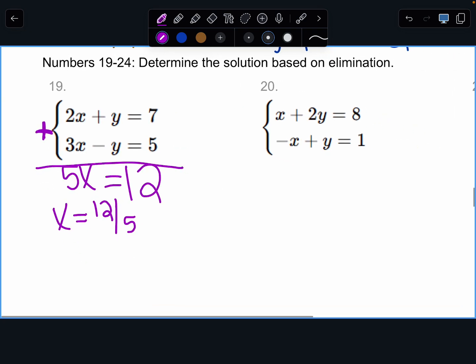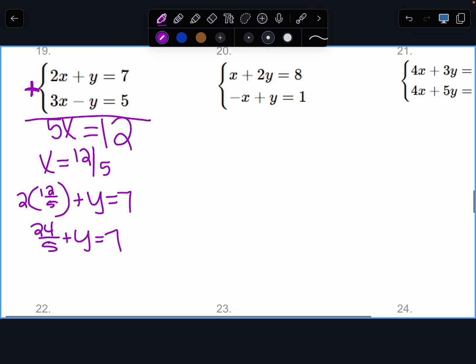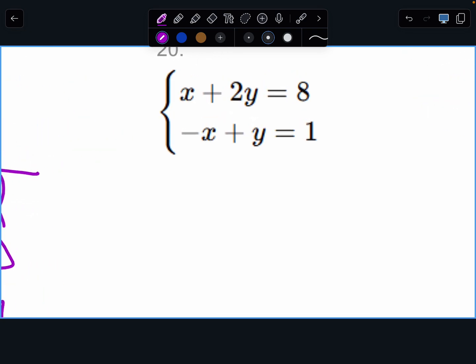And then when I plug it back in, I could do 2 times 12 over 5 plus y equals 7. 24 over 5 plus y equals 7. So we should get y equals 11 over 5. And on your test, I don't want to give you any where you get fractions. Your test should give you all whole numbers.